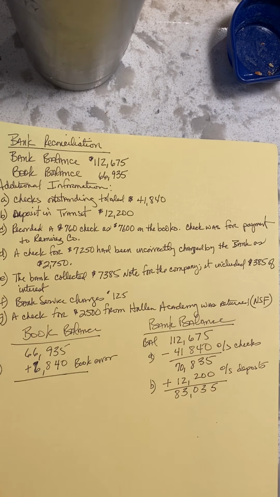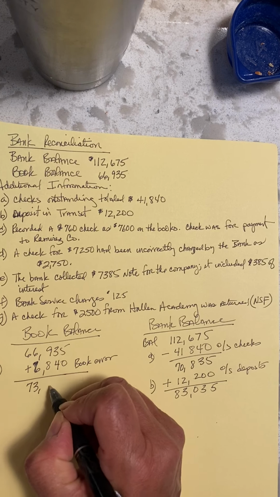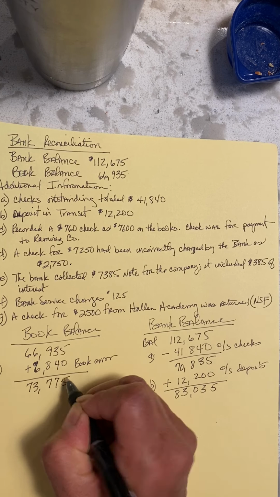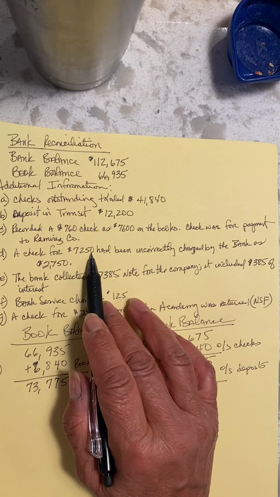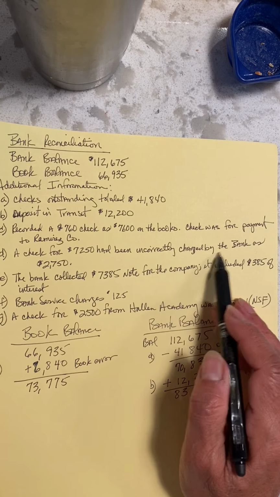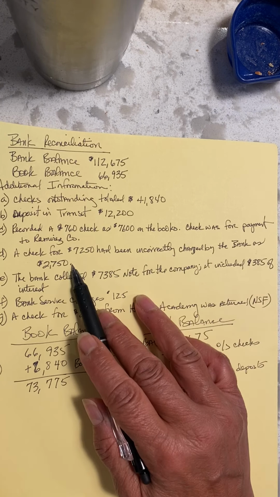So I'm going to add that to my balance, which is 66,935, and you're going to get 73,775. Now letter D, a check for $72.50 had been incorrectly charged by the bank as $27.50. So in this case, the bank made the mistake.